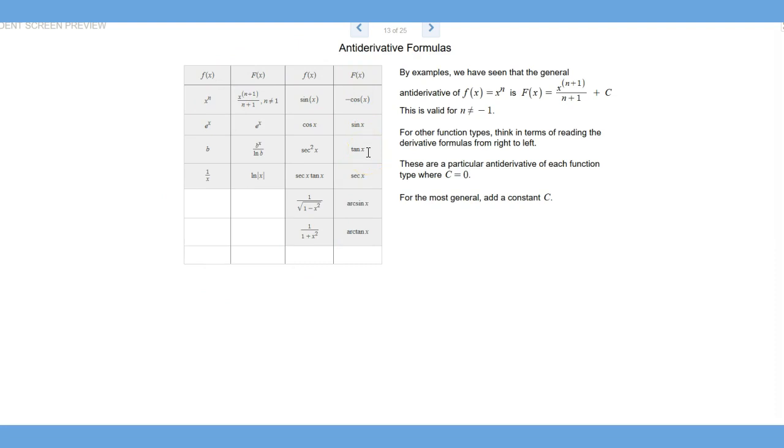It's hard to memorize these. I need to think of the derivative in reverse. So again, like reading this table from right to left, you're taking the derivative in that direction instead.